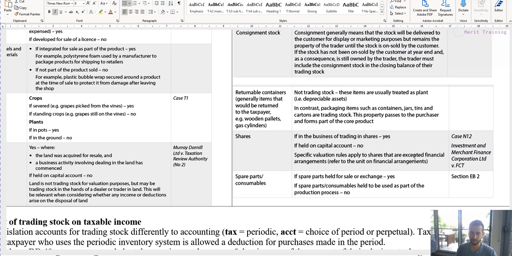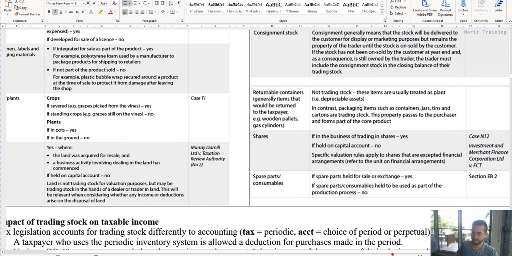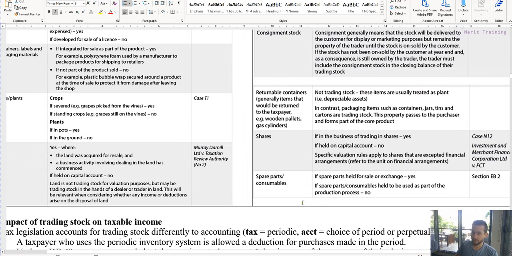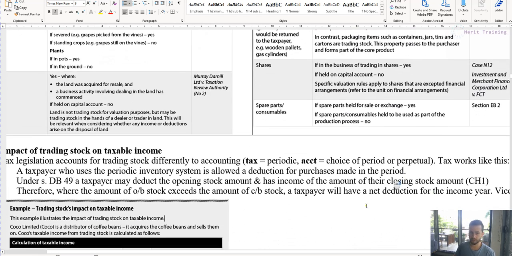And then finally, spare parts and consumables. I think we touched on that above. If the spare parts are held for sale or exchange, then yes, they are trading stock. But if they are held to be used as part of the production process, then no. So if you are a mechanic and you're selling, for example, spare tires, spare air filters, because when a customer comes in, you can upsell them to those products and say, I'll install that for you, then yes, that would be trading stock. But if you're a manufacturer and you're just putting that aside because you just need extra ones to produce the vehicle, then no, it wouldn't be trading stock.